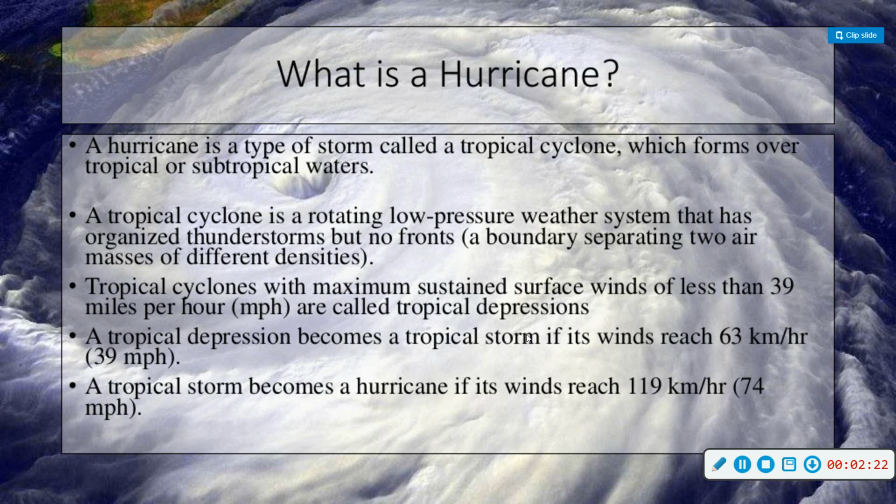Tropical cyclones with maximum sustained surface winds of less than 39 miles per hour are called tropical depressions. A tropical depression becomes a tropical storm at 63 kilometers per hour. And then that tropical storm gets upgraded to a hurricane if it reaches 119 kilometers per hour or 74 miles per hour. What's an example? Tropical cyclone is your example. Characteristics would be strong winds, 119 kilometer per hour winds.